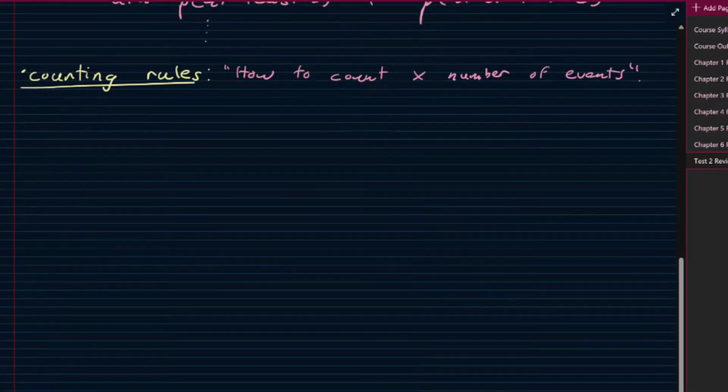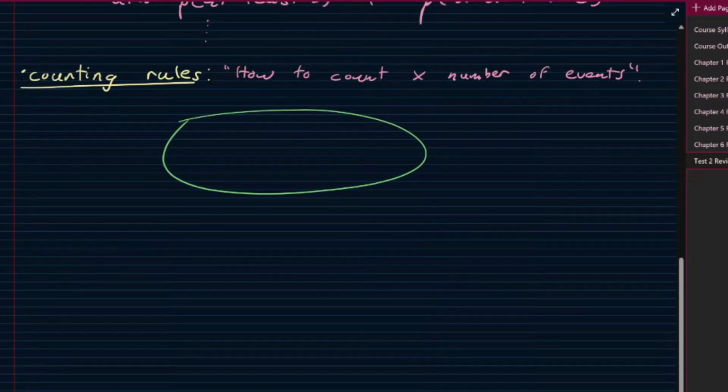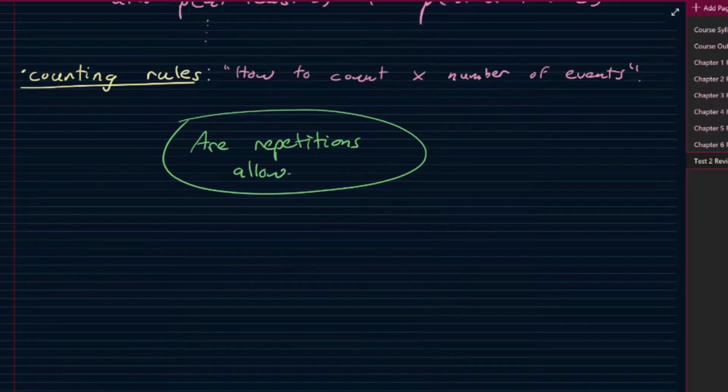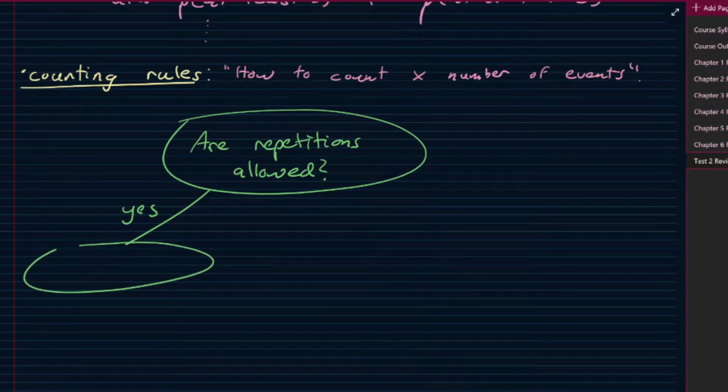And this is what I tell my students. You got to ask yourself a couple questions. The first question you want to ask yourself is, are repetitions allowed? And if yes, if repetitions are allowed, we go to what's called the fundamental counting principle.